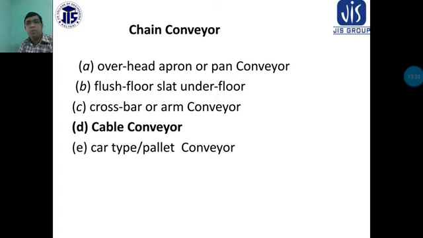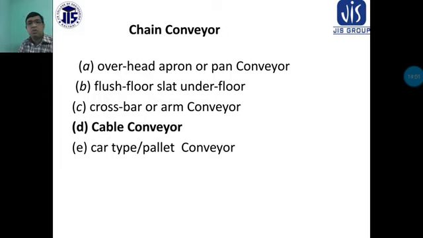And also you can see in the previous figures the metallic belt chain conveyor, where a corrugated pan will be given on the chain or the metallic belts, and the materials will be transferred from one place to another place. And sometimes bulky types of materials can be transferred through the apron or pan type of conveyor.